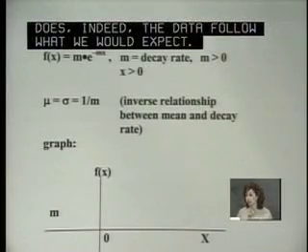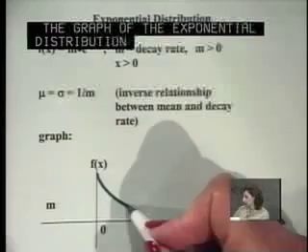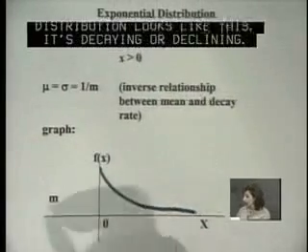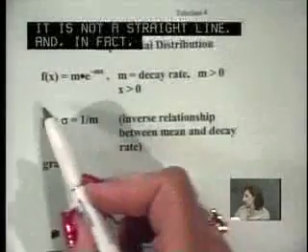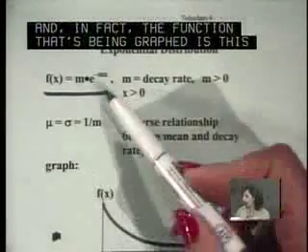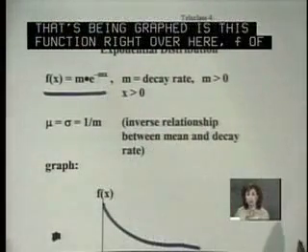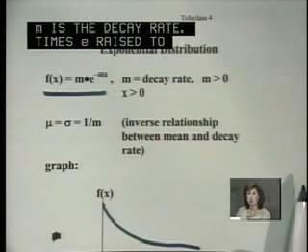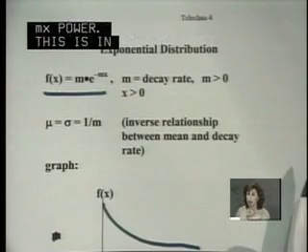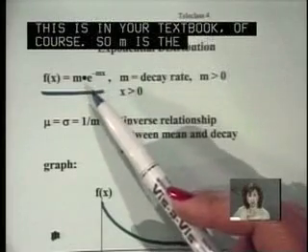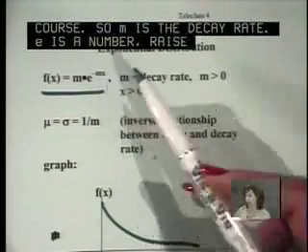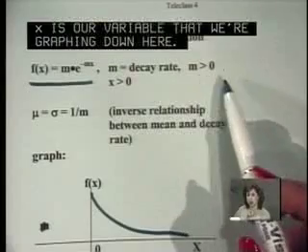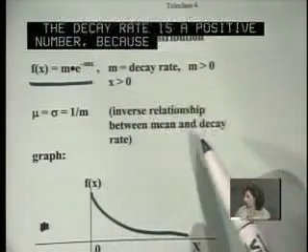The graph of the exponential distribution looks like this. It's decaying or declining. It's curved. It is not a straight line. And in fact, the function that's being graphed is this function right over here: f of x equals m, where m is the decay rate, times e raised to the negative mx power. And this is in your textbook, of course. So m is the decay rate, e is a number raised to the negative mx power, and x is our variable that we're graphing down here. The decay rate is a positive number because the negative is built into the formula.